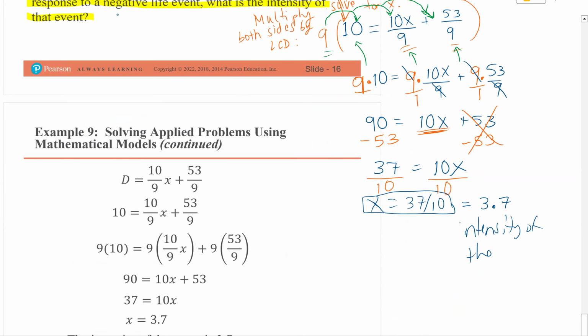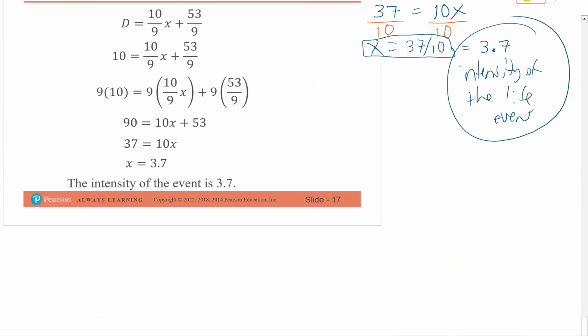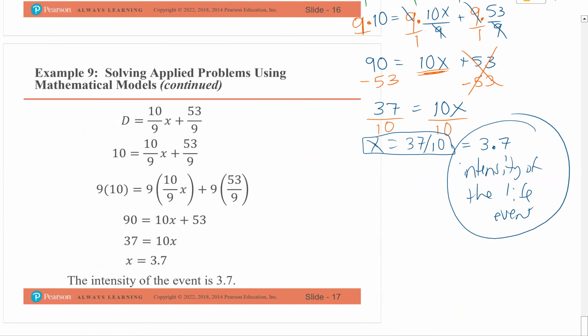of the life event. Okay, is that a lot? Is that a little? Compared to what? Oh my God. I think they just gave us an example, but if this was something we cared about, we would know the scale from what to what. What's the highest level of intensity? What's the lowest level of intensity? Anyway, hopefully there'll be an example someday where it's not a bummer.